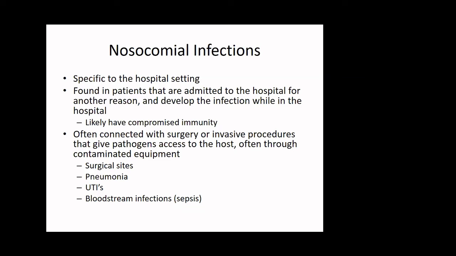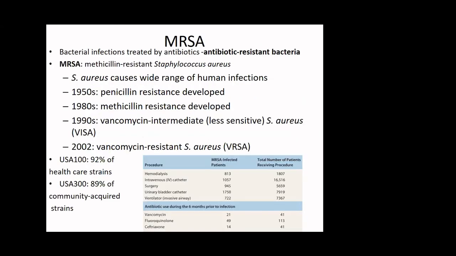A lot of times those infections are connected with surgery or invasive procedures that give pathogens direct access into a host through contaminated surgical equipment or things like that. A lot of steps are taken to prevent infections at surgical sites, like use of antibiotics and things like that during surgery. But other nosocomial infections are things like pneumonia, urinary tract infections, infections that spread to the bloodstream and cause sepsis. Those are all very bad things that can happen, right?